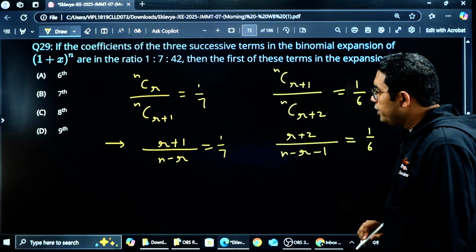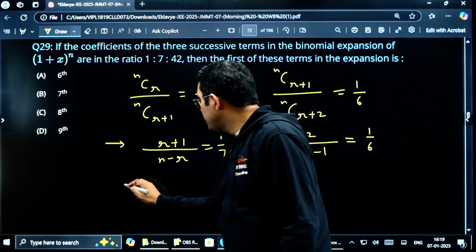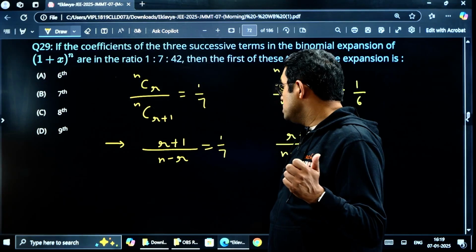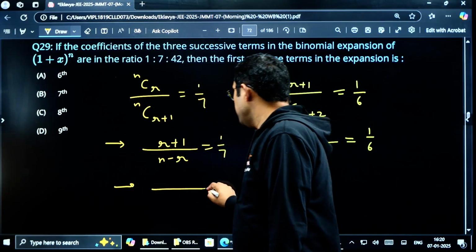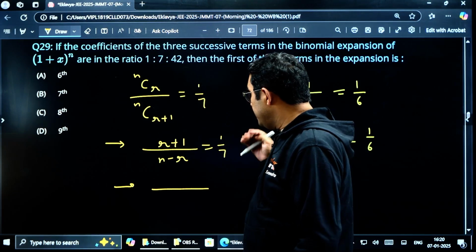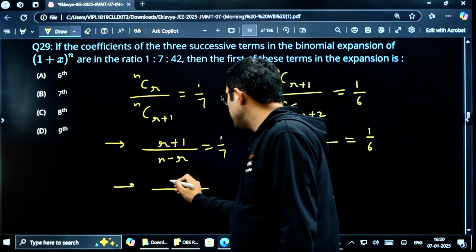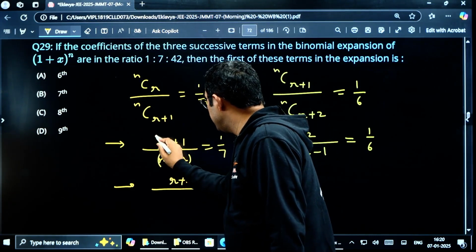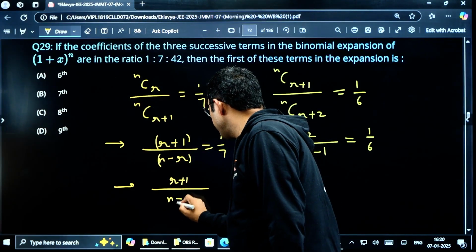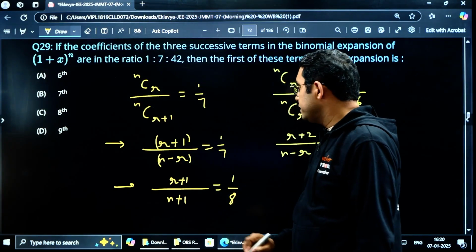Now what we can do here, I think I can use componendo, not componendo dividendo. Actually componendo dividendo only. So in the denominator, please understand, I will write the sum of numerator and denominator. So this is r+1, and here the sum of this and this will be n+1. The same thing I will do here also, so that will become 1/8.